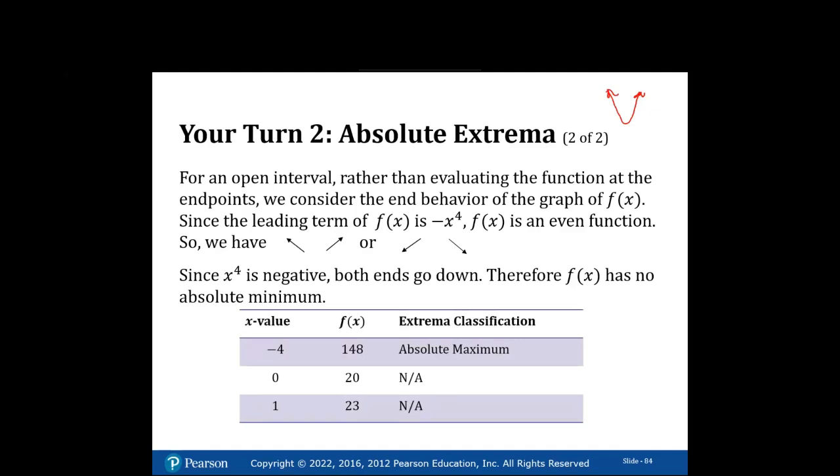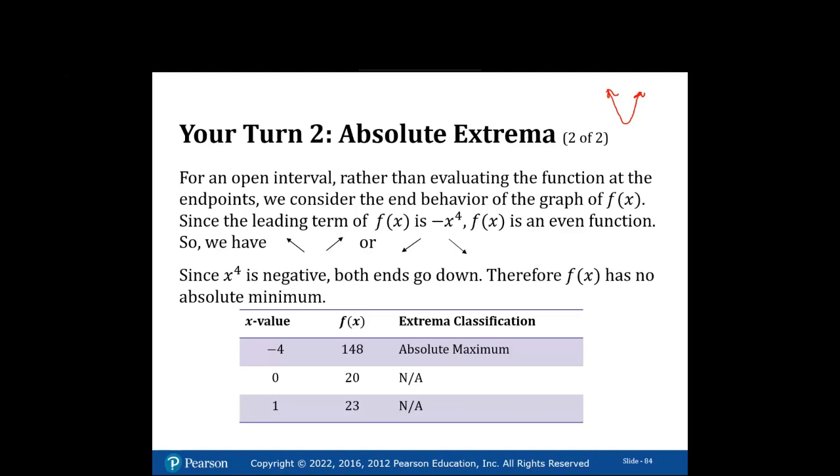So I check my critical values, -4, 0, and 1. And that gives me 148, 20, and 23. And then we just pick the biggest value, which is 148. So that's got to be our absolute max.